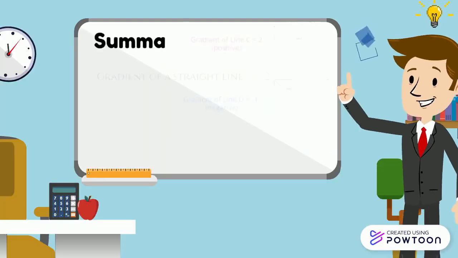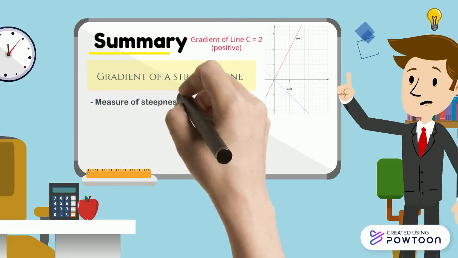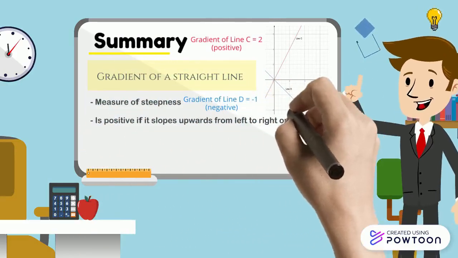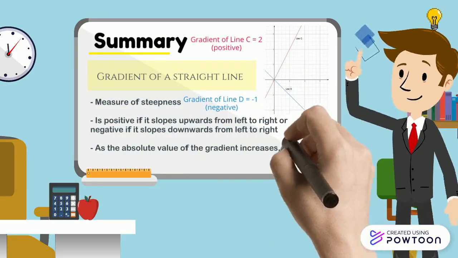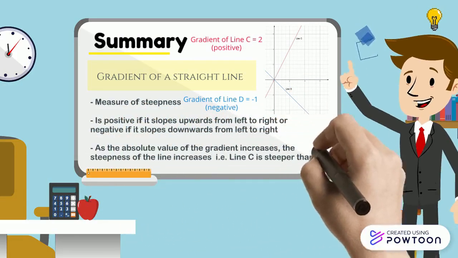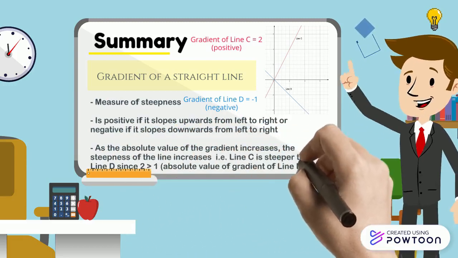In summary, the gradient of a straight line is a measure of its steepness. It is positive if it slopes upwards from left to right, or negative if it slopes downwards from left to right. As the absolute value of the gradient increases, the steepness of the line also increases.